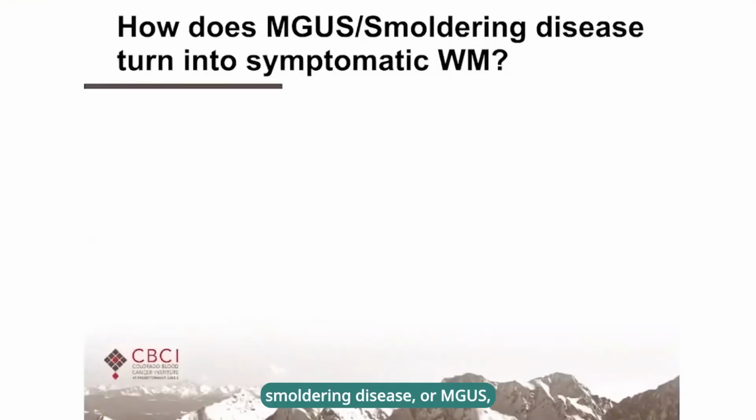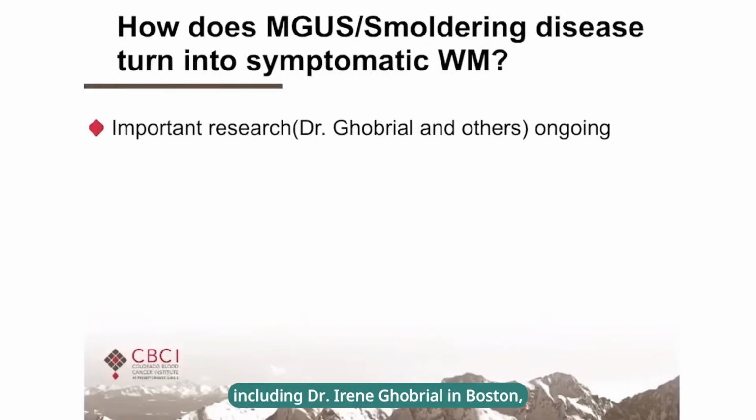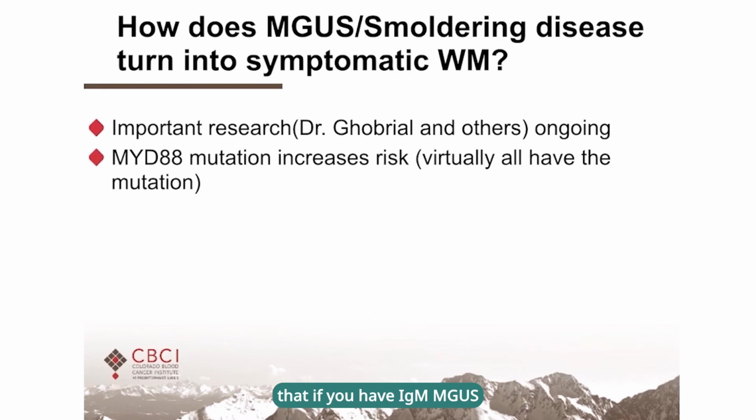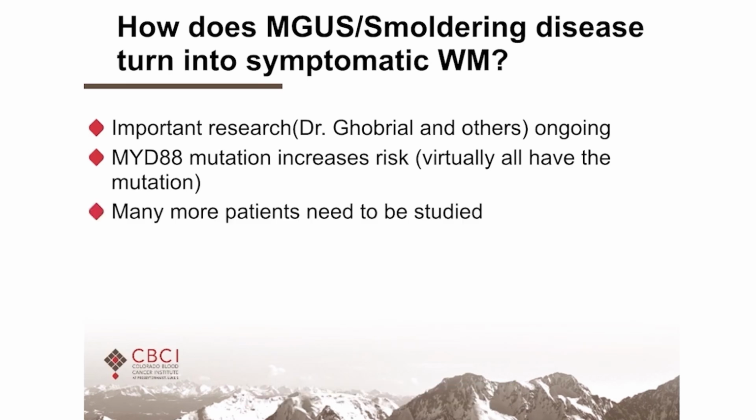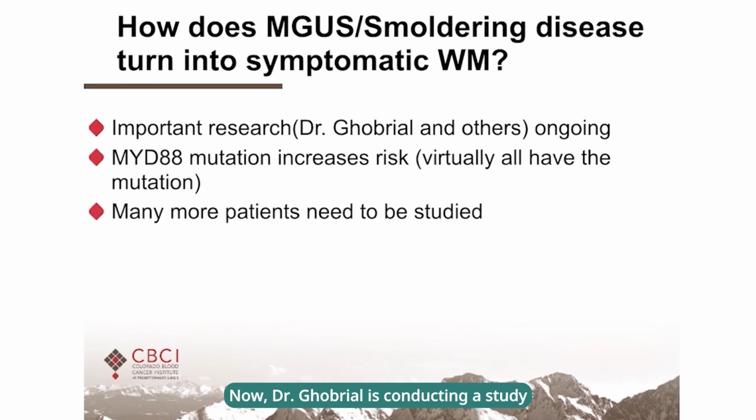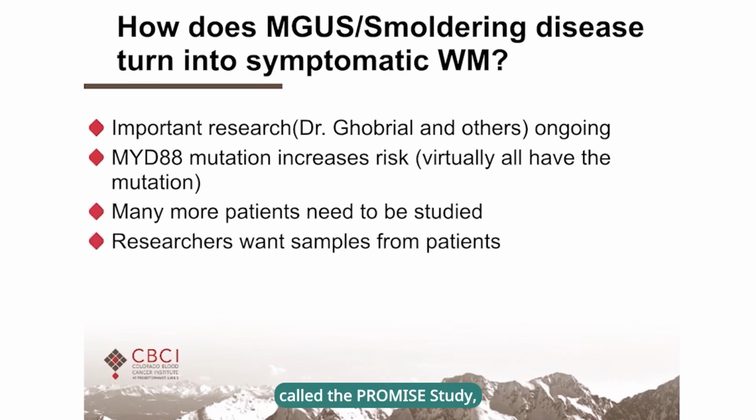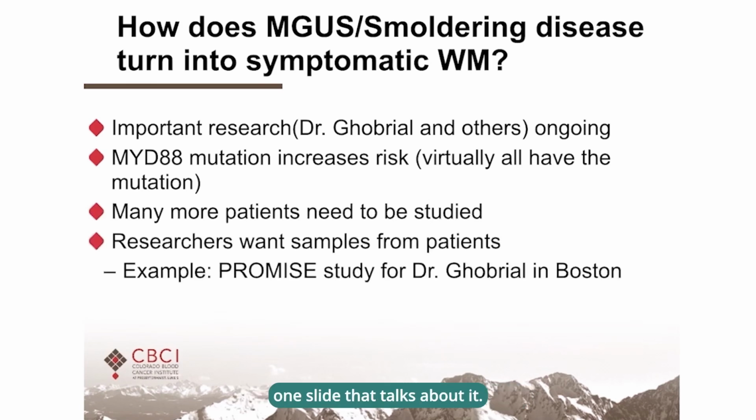Now, how does smoldering disease or MGUS turn into symptomatic WM? Well, that's a very, very interesting question scientifically, and a lot of doctors, including Dr. Irene Ghobrial in Boston, are trying to figure this out. We know, for example, that if you have IgM-MGUS and have the MYD88 mutation, we'll talk about this in a few seconds, that increases your risk of going on to developing symptomatic WM. Now, Dr. Ghobrial is conducting a study called the PROMISE study, and I'm going to just include one slide that talks about it.